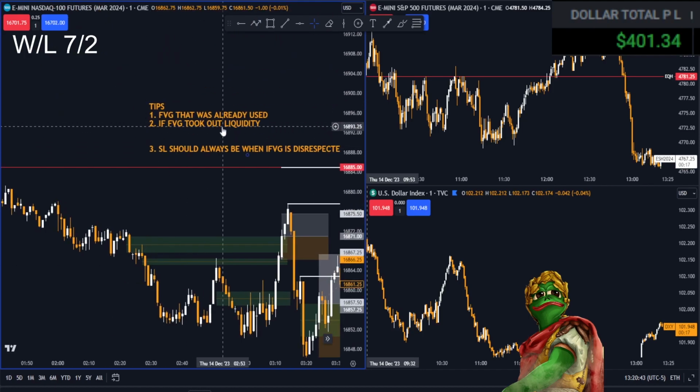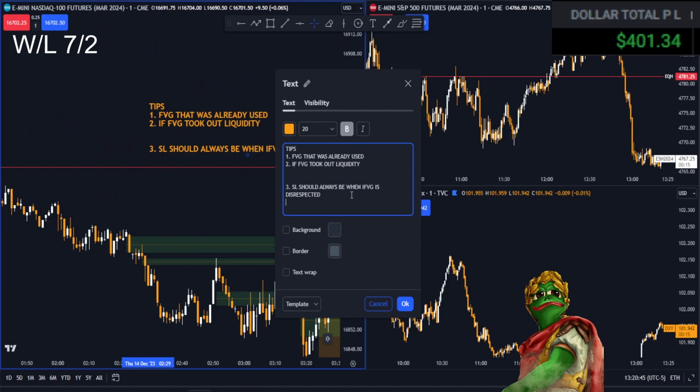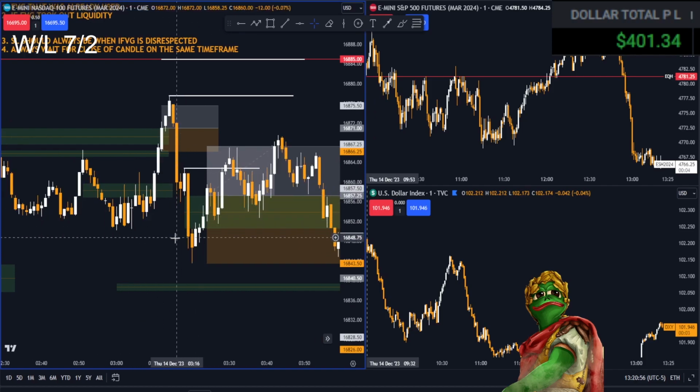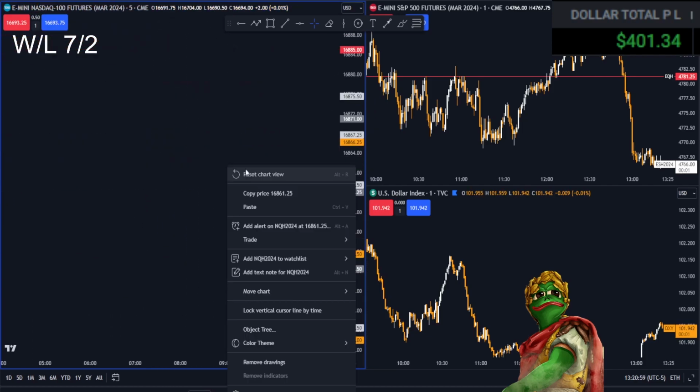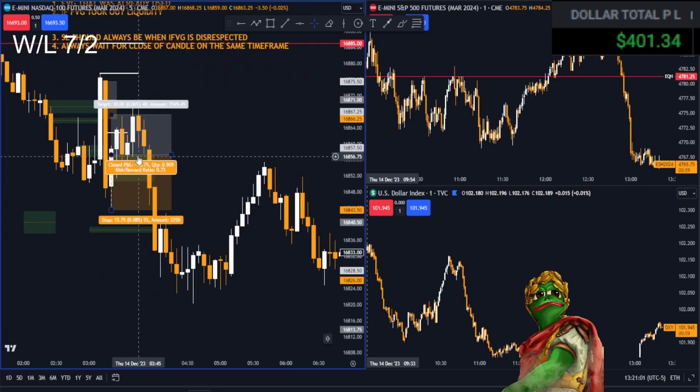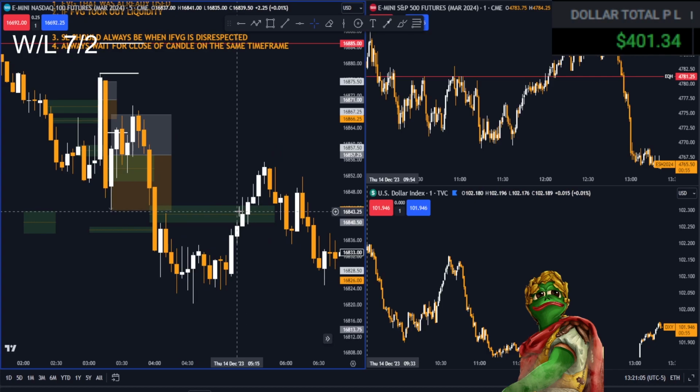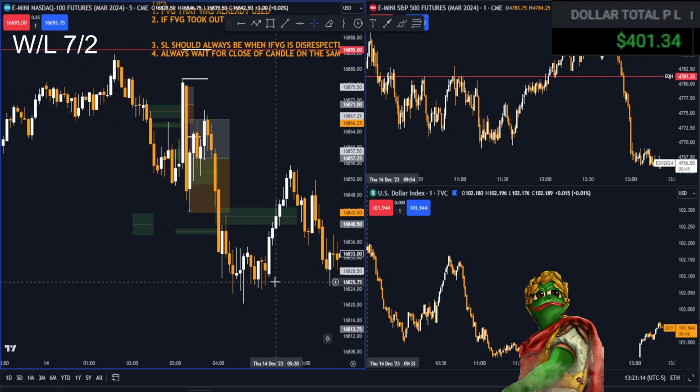Now, another tip. Always wait for the close of the candle on the same time frame. So if you have an inversion on 5 minutes, like here, you wait for the 5-minute candle to close above. And then you try to enter on it.